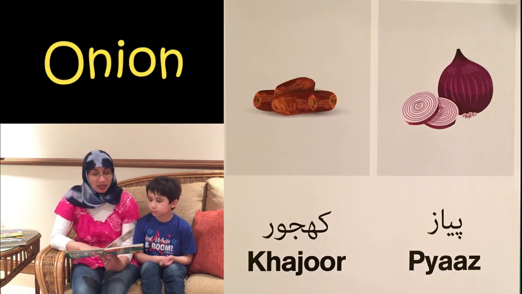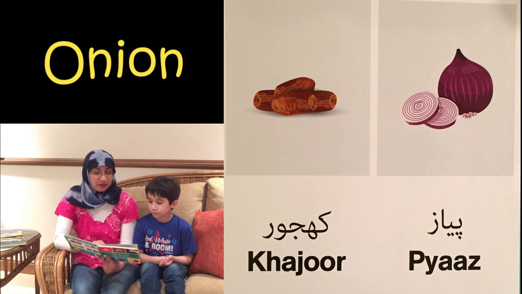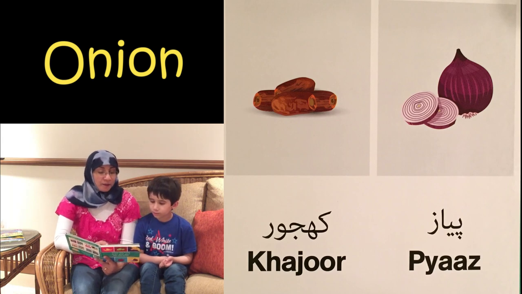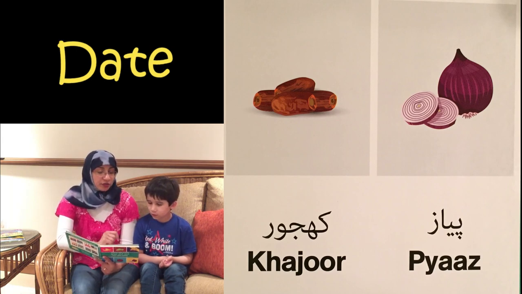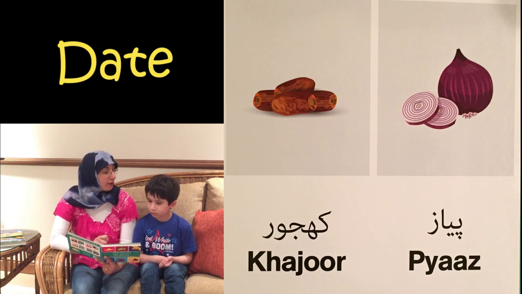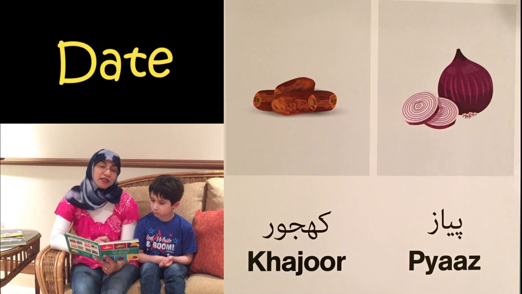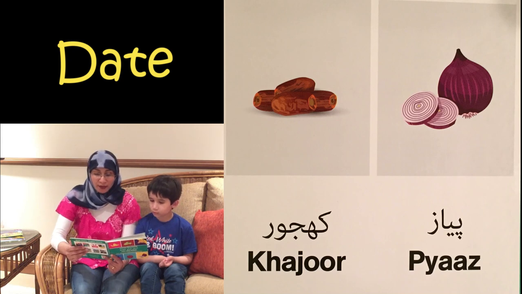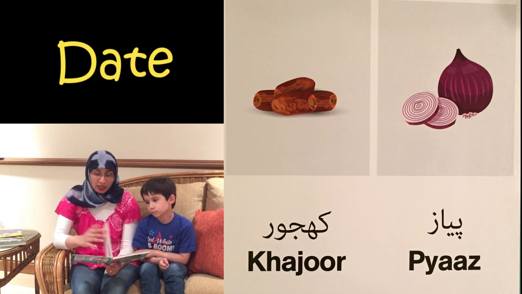ananas. And next one is pyaz. Pyaz is onion. Okay? And next one is khajur. Khajur is like a date that you have in Ramadan. We eat khajur or dates in Ramadan.